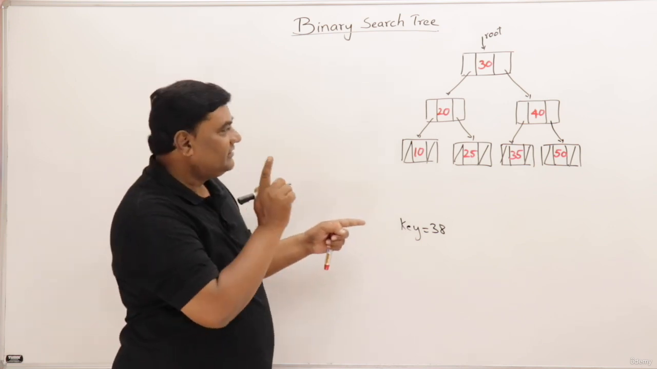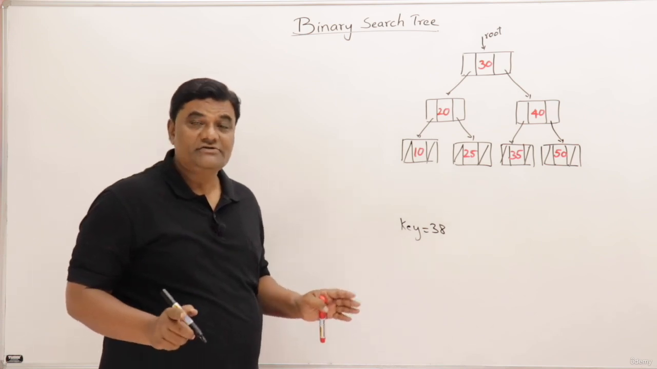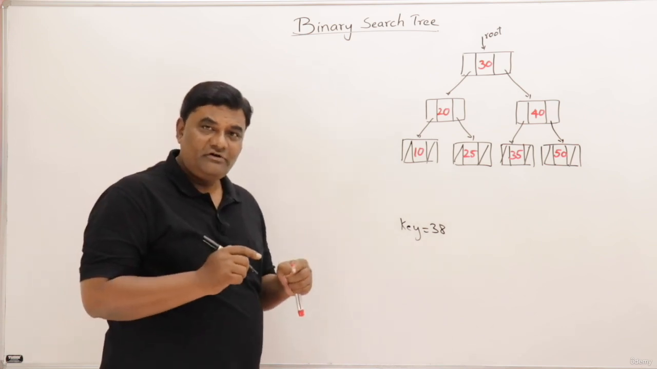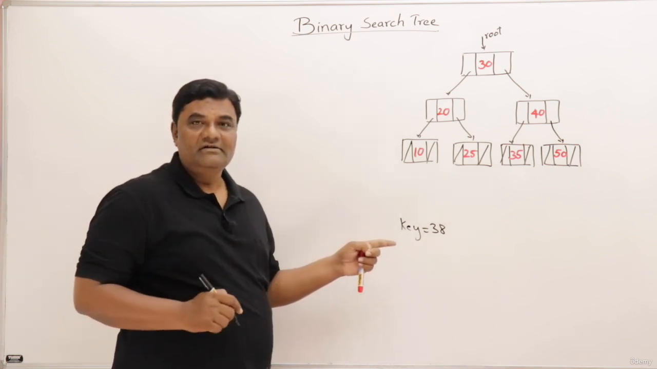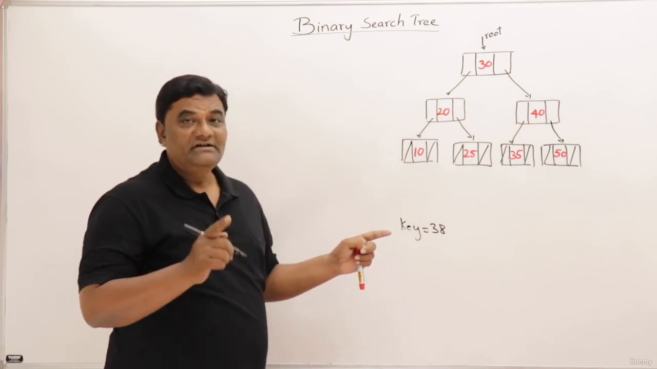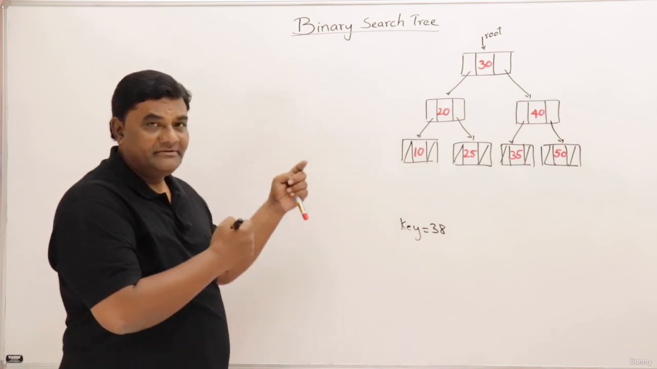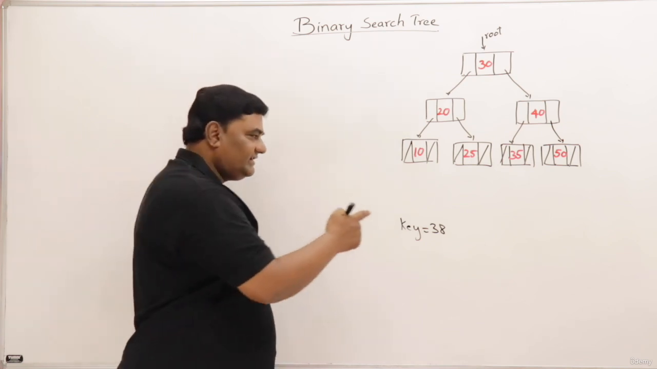If 38 is already present in the binary search tree, then we should not insert it. So first of all, find out whether it is there or not. For that, we have to search. The first step is search, and we already know how to search for a key. Let us repeat the process and search for 38.